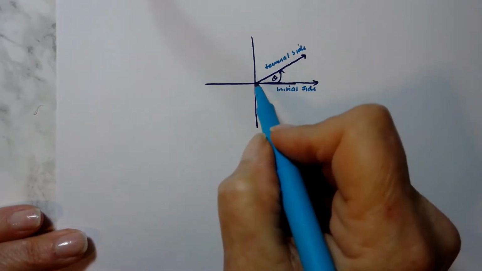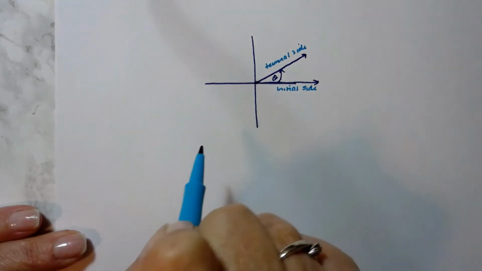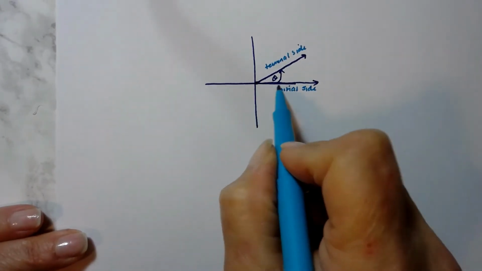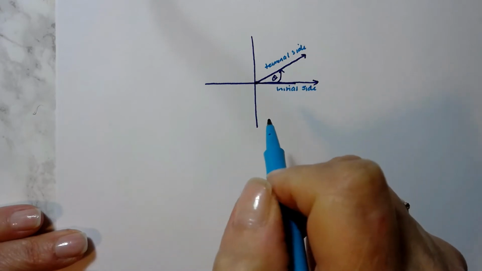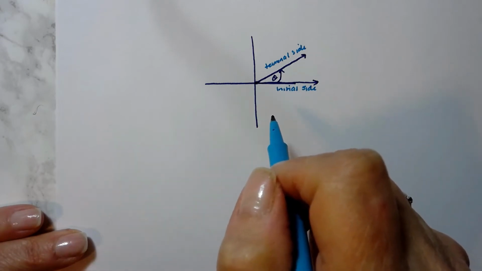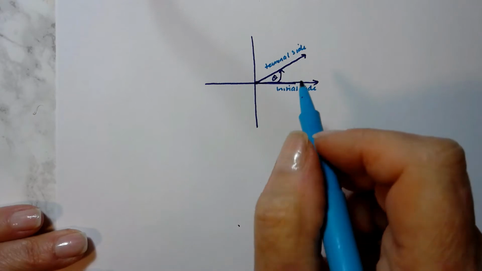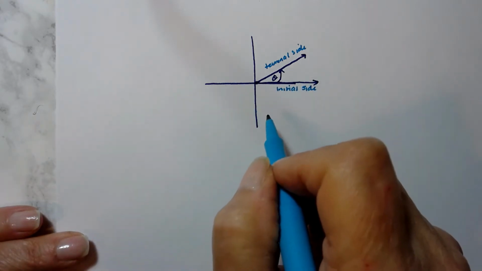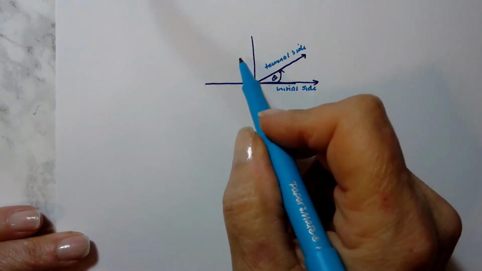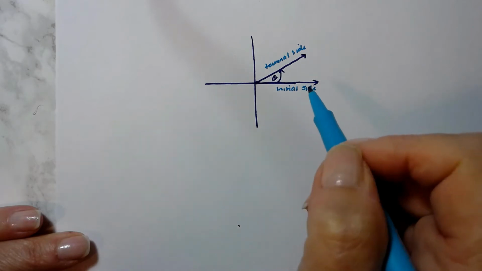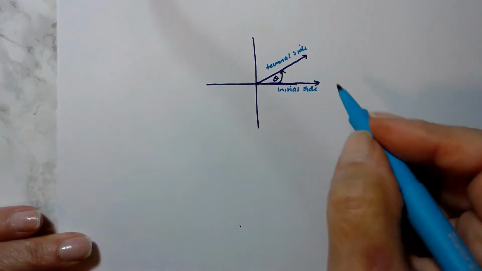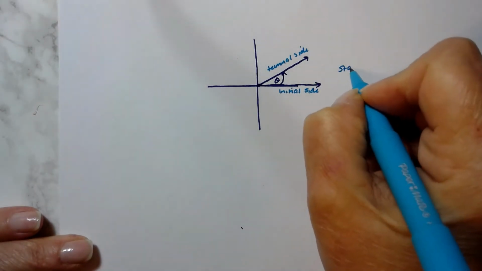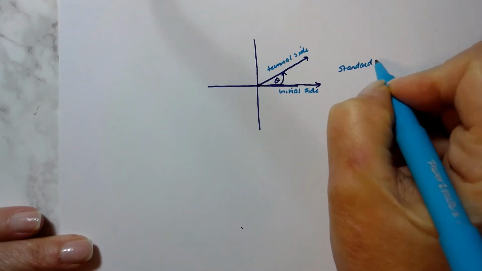Okay, so again, the endpoint's at the origin, which is called the vertex of the angle, right? I've got my initial side, my terminal side, and by the way, my initial side is always going to be on the positive x-axis. And when we have an angle whose initial side is on the positive x-axis and whose terminal side is somewhere else here in the plane, we say that the angle is in standard position.